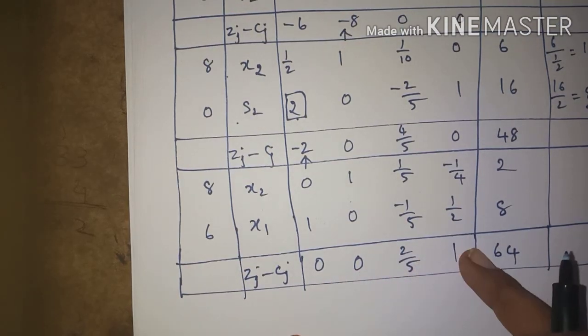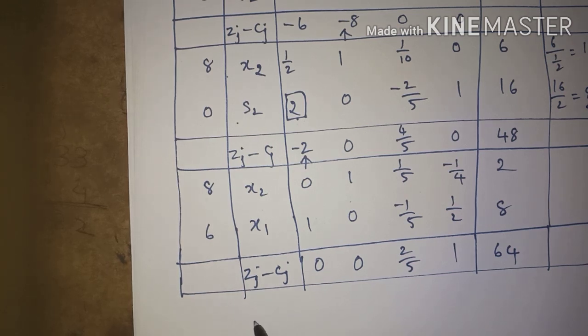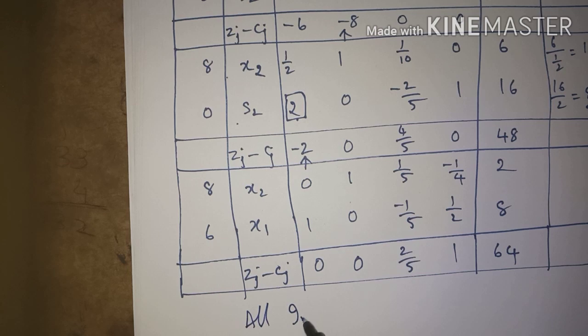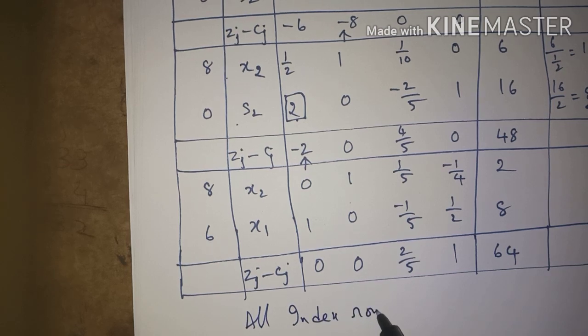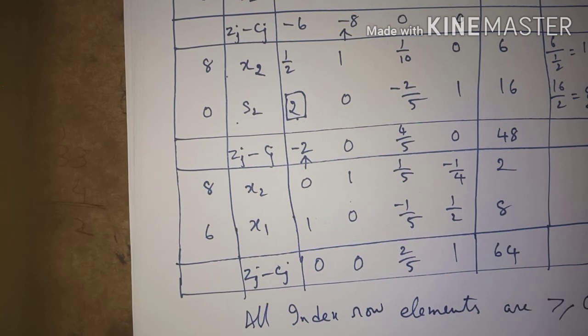You observe the index row, observe the index row very carefully. What have you got? We have got all index row elements greater than or equal to 0. You check it out. All index row elements, write down, are greater than or equal to 0.